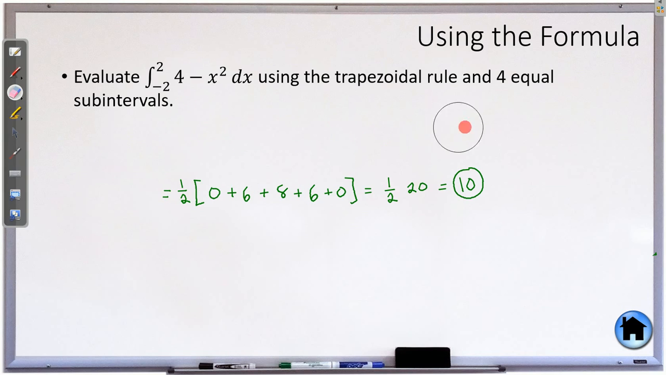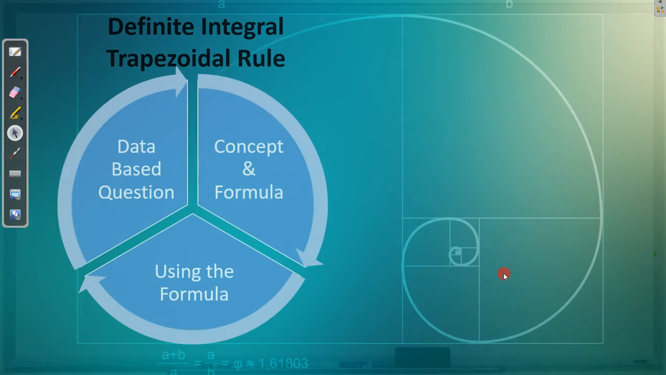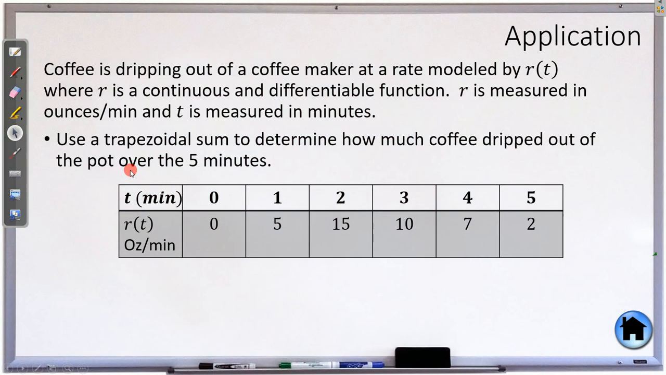A little tedious, but your answer is always going to be much more accurate than rectangles. You need a lot fewer trapezoids than rectangles to get some good accuracy. But where you use this most is when you just have a data-based question. So you don't have a formula, you just have a table. So coffee is dripping out of a coffee maker at a rate modeled by R at t. So this is our rate, where R is continuous and differentiable. R is measured in ounces per minute, and t is measured in minutes. Use a trapezoidal sum to determine how much coffee dripped out of the pot over the 5 minutes.